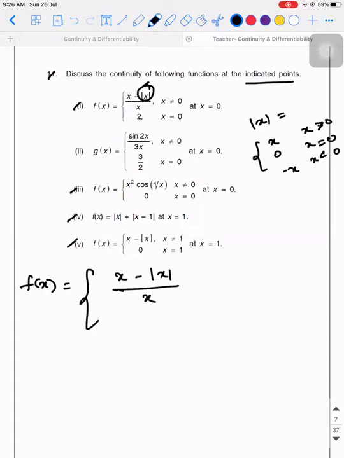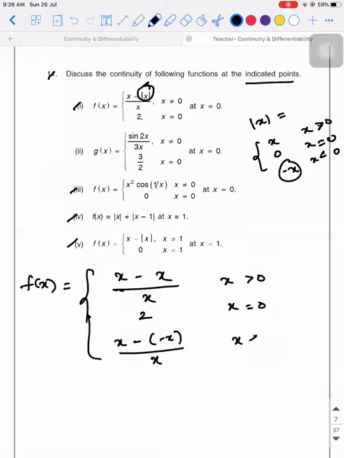So can I write directly as x for x greater than 0? Accepted. Yes, 2 at x equal to 0. For x less than 0, what am I supposed to do? Minus x, so x plus x by x plus. So this is for x less than 0.